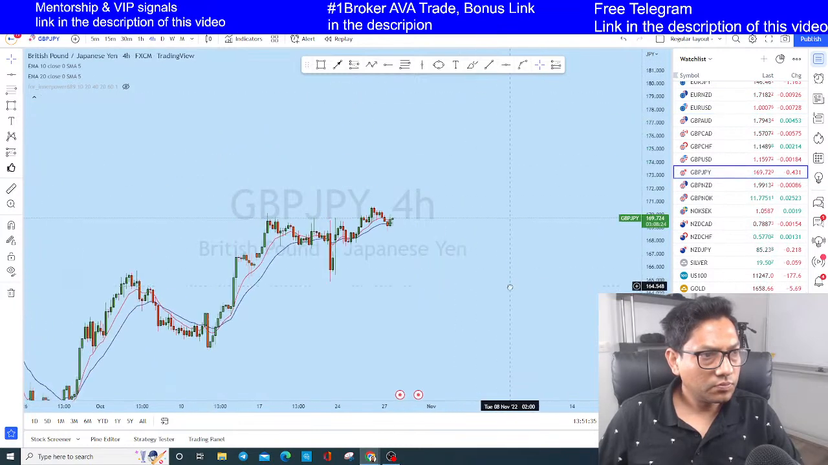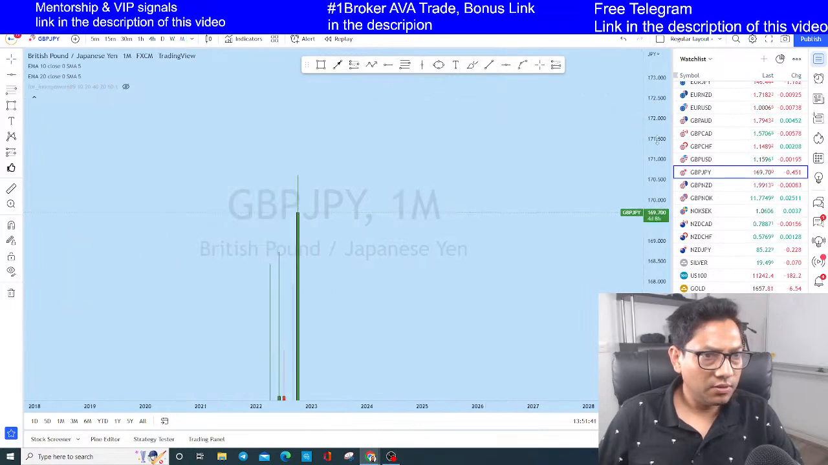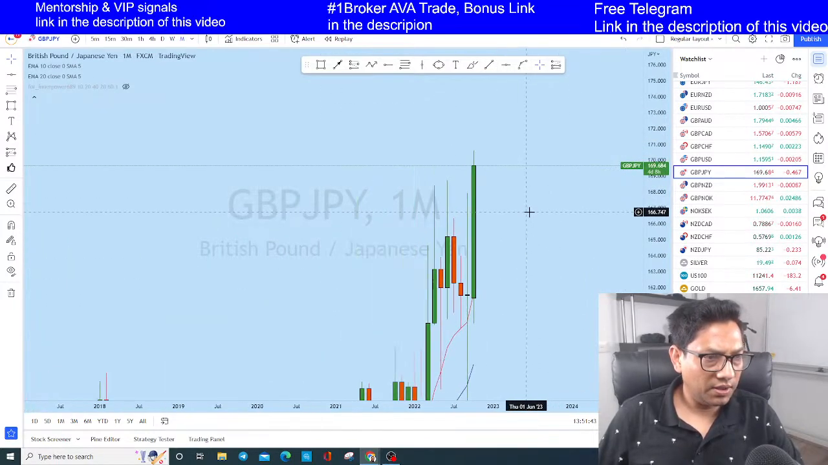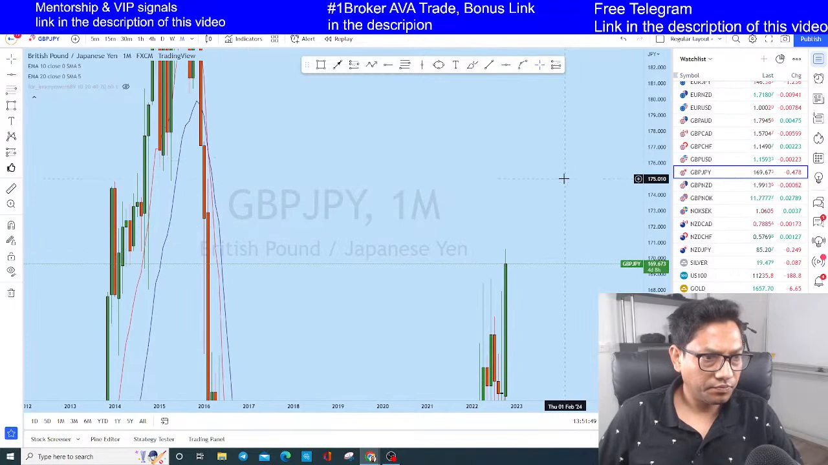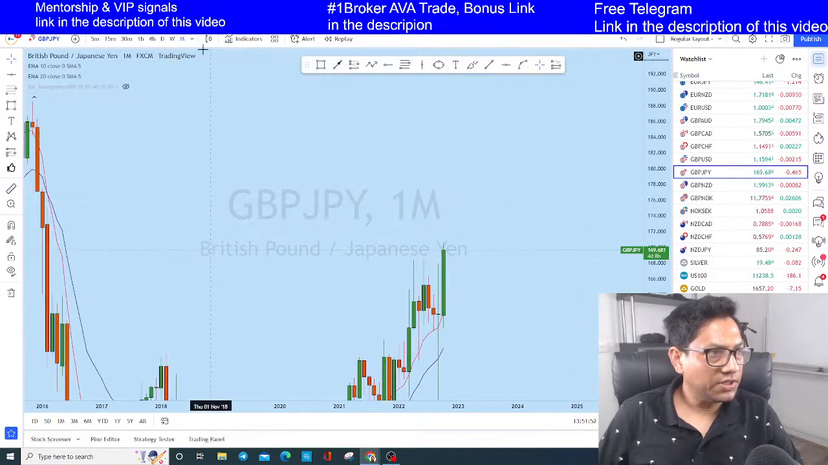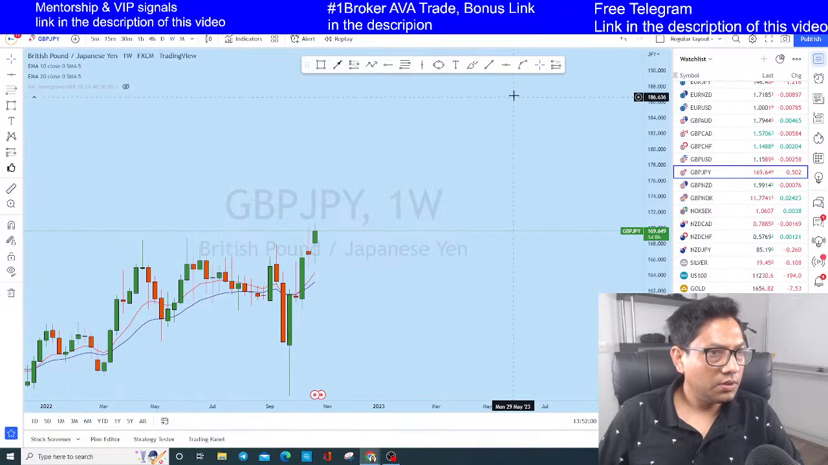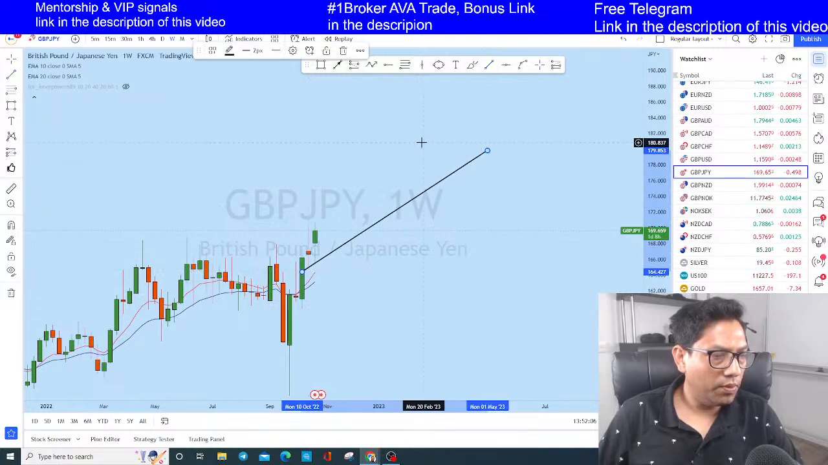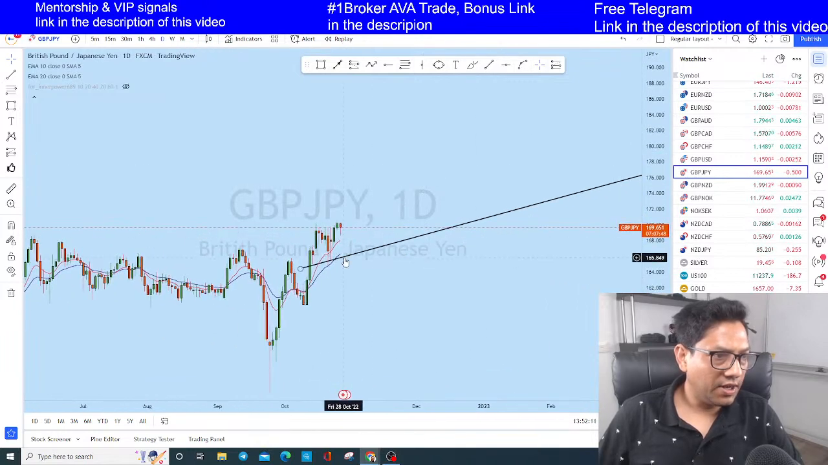So let me look at GJ, what it is doing. Looking at the monthly, GBP JPY has broken all these levels of resistance, so this is a very strong monthly bullish price action. Looking at the weekly, we see back-to-back 2 weeks of doji. Now with this kind of price action, the price normally moves along this trend line. Looking at the daily, it in fact created a trend line here.